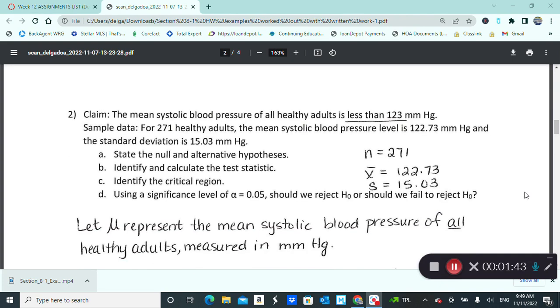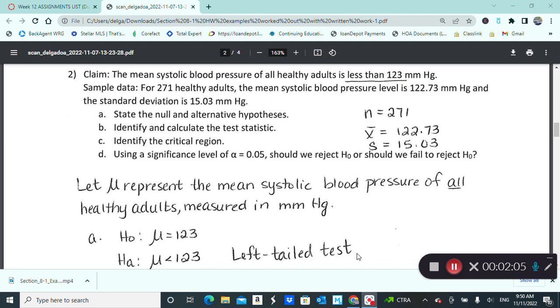First, I'm going to define what the unknown population parameter mu stands for. So I'm going to say, let mu represent the mean systolic blood pressure of all healthy adults measured in the appropriate units. Next, we're going to state the null and alternative hypotheses in symbolic form.